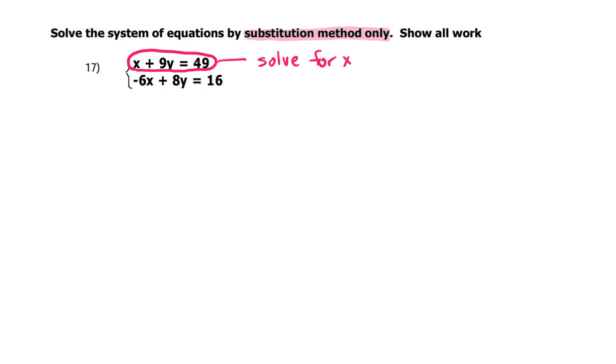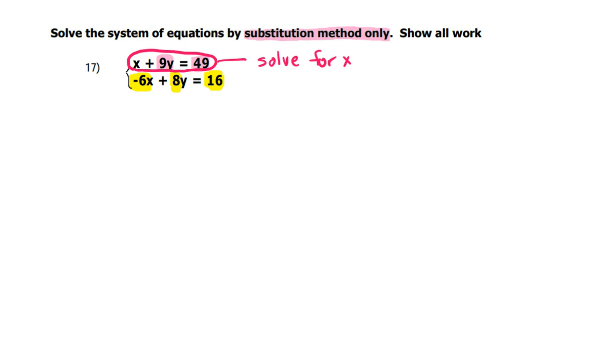All the other variables have a coefficient, and you'd have to divide those off. And if I tried to solve for y, I'd have to divide by 9 here, but 9 doesn't go into 49. I'm going to get a fraction there. And then the same thing on the bottom, if I tried to solve this one for x, I'd have to divide by 6. 6 doesn't go into 16 evenly. I'd get a fraction there. Same thing with the 8.